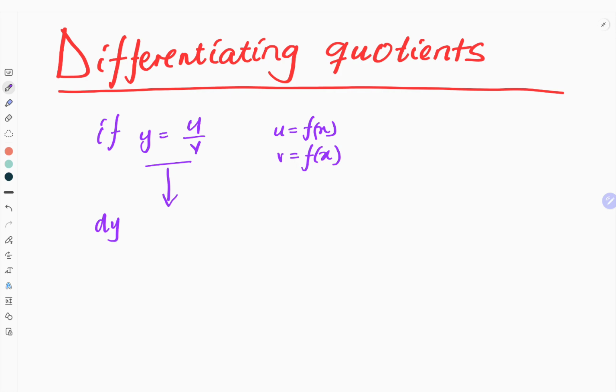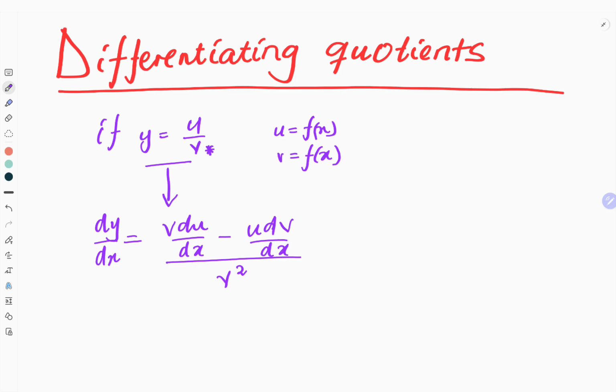Then the derivative of this function will be dy dx is equal to v du dx minus u dv dx, all divided by v squared. Here it matters that your denominator is the v, so do not swap them around. Make sure that your denominator is v, and v squared at the end. You always start with v du dx minus u dv dx.